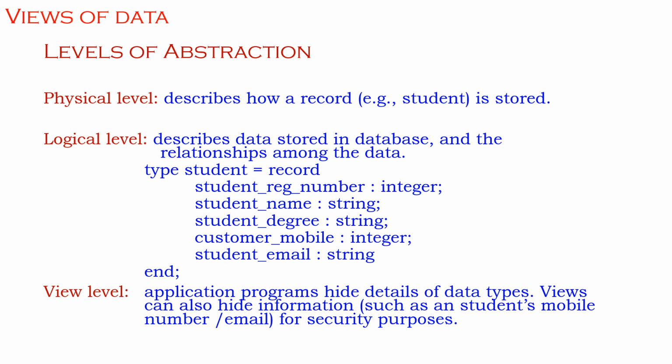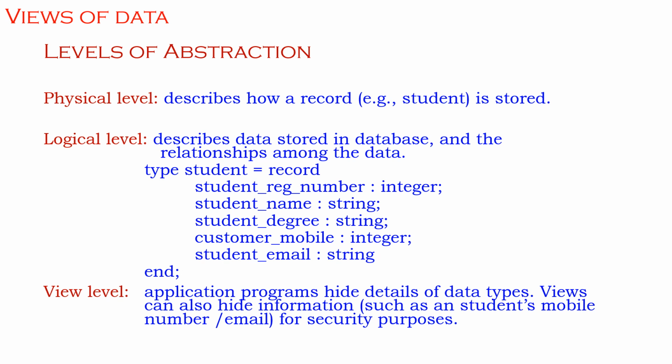And next one is the view level, how the end user is going to look at the data. After hiding all the complexities, only the essential information is going to be available for the users. So how the application programs are going to hide the details of data types, all that we'll see in the view level.